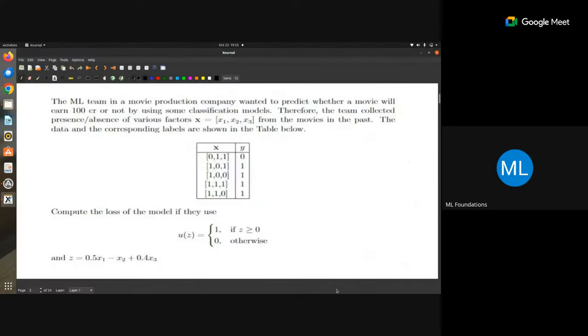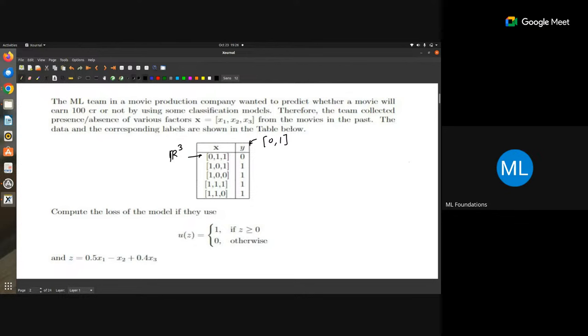So let's solve it now. I'll try to solve it here itself. These are the dimensions, right? How many dimensions is the data x? Three, R3. And these are the labels, I guess.